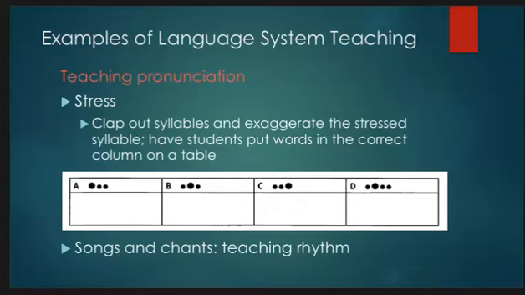Things like songs and chants can be useful in teaching rhythm and the way that phrases and sentences tend to sound. The Wheels on the Bus was the example given in the textbook, and there are plenty of other songs that really teach natural sounding rhythm. There's also a very popular method known as jazz chants that can be used.